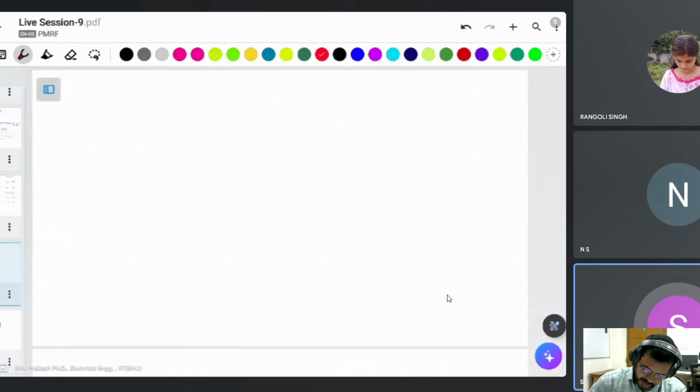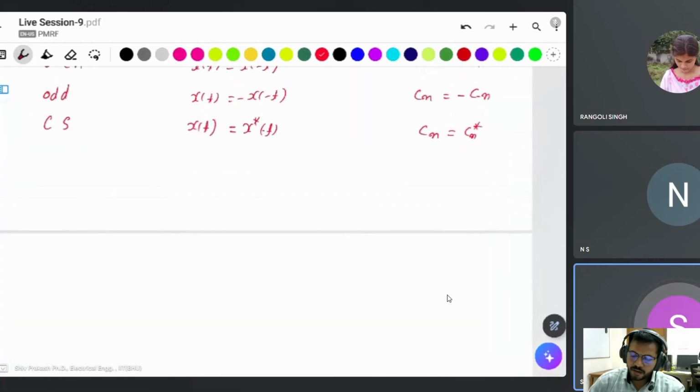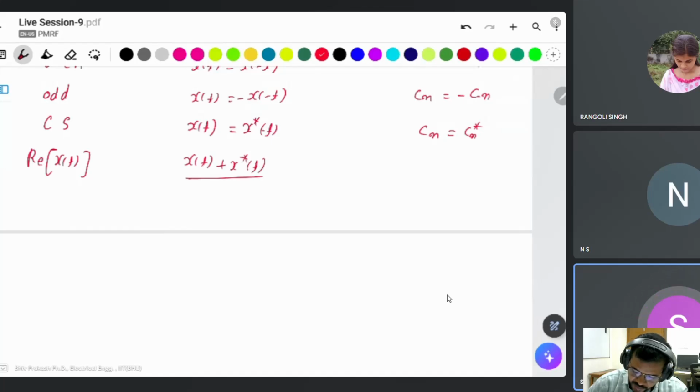If any signal has real and imaginary parts, how can you find the real part of x(t)? You have to add x(t) plus the conjugate of x(t), divided by 2. Conjugate means the imaginary part is cancelled out, so you can get the real part of this function. For the coefficient, Cn plus C-n conjugate divided by 2 gives the real part of the function.